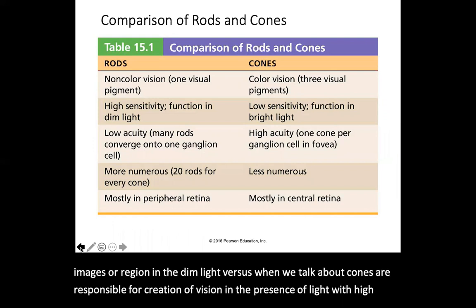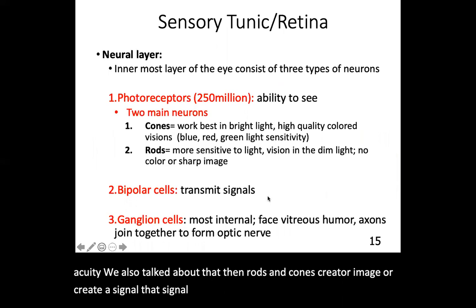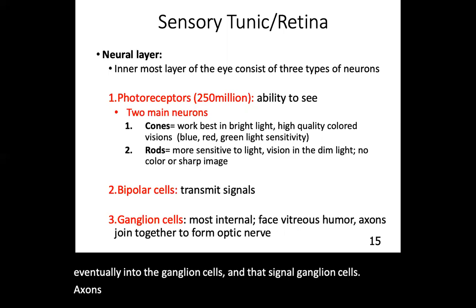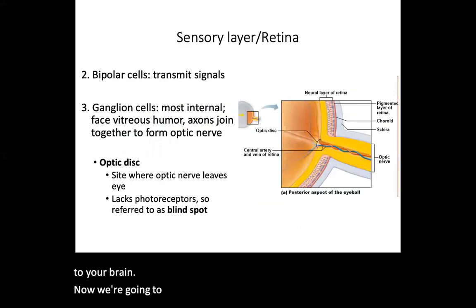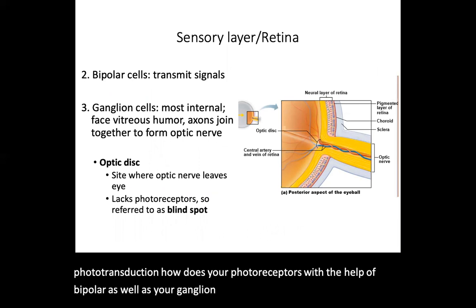We also talked about how, when rods and cones create a signal, the signal gets passed down to the bipolar cells and eventually into the ganglion cells. The ganglion cells' axons will become the optic nerve, and that message is eventually sent to your brain. Now we're going to describe the main concept, which is phototransduction. How do your photoreceptors, with the help of bipolar as well as ganglion cells, create your image?